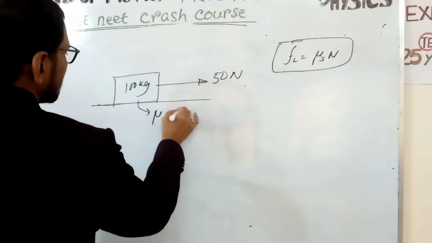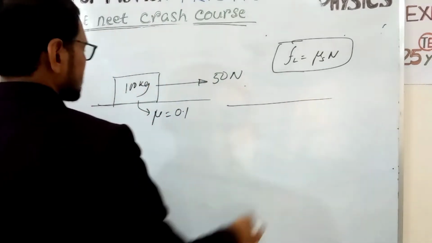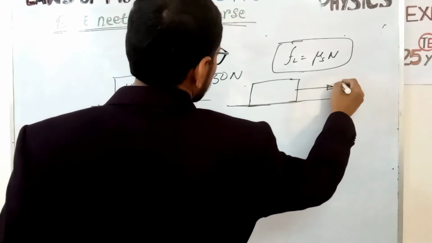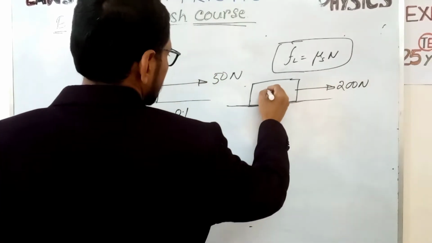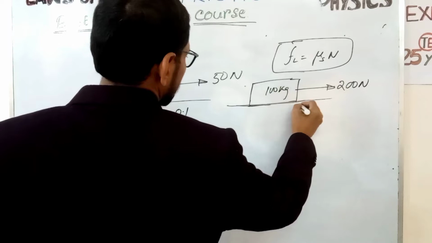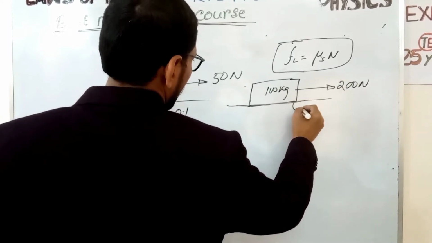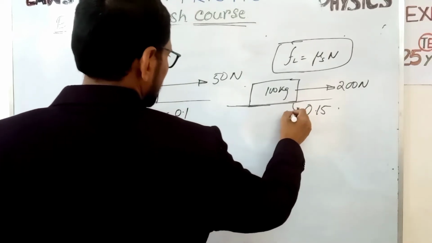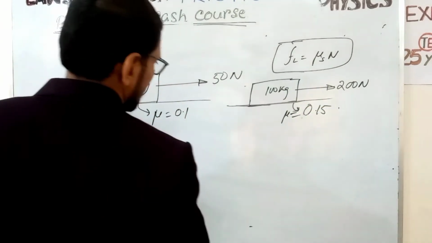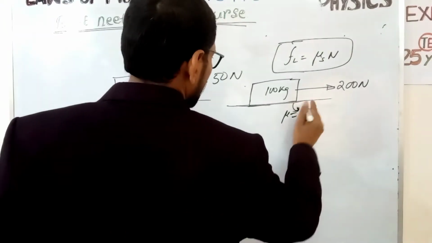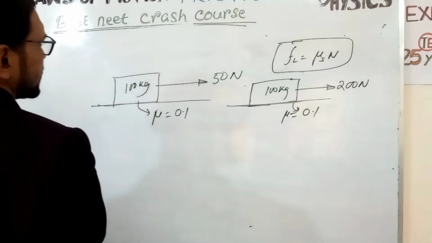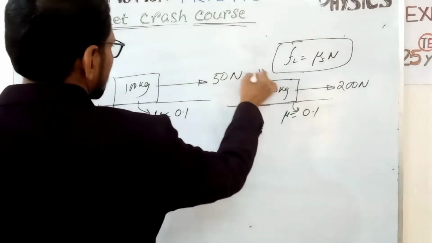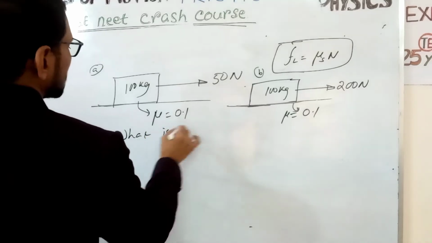Now, if a force of 200 Newton acts on the same body of 100 kg, and the coefficient of friction is 0.15, suppose mu equals 0.1, the same value. Now, what is the friction force acting in case A and B? The question is, what is the friction force?